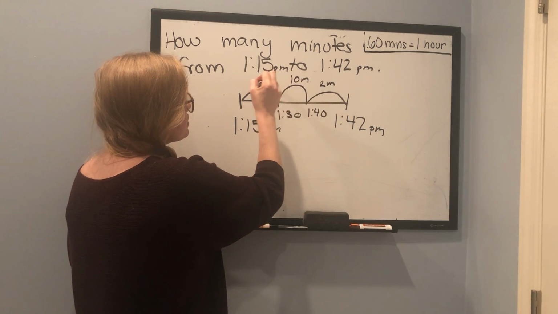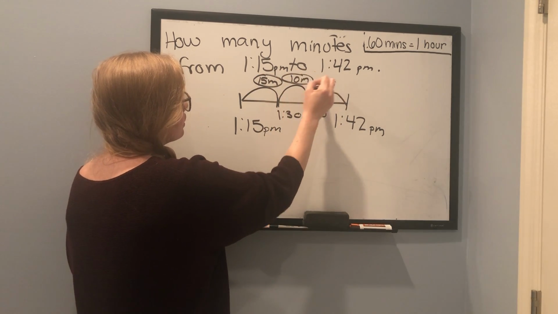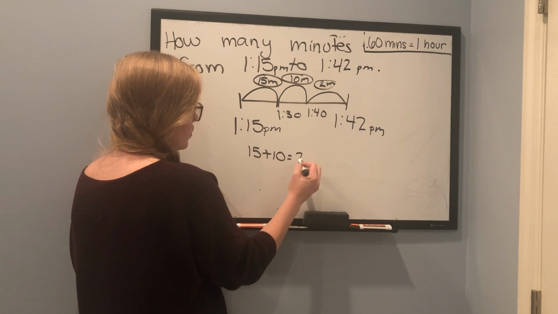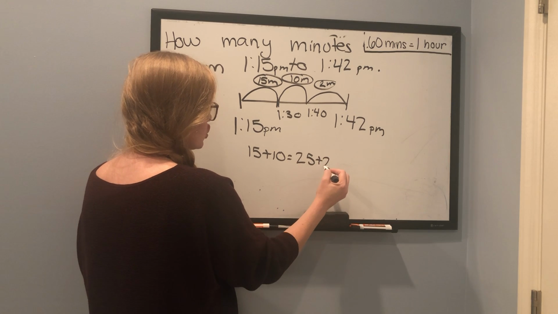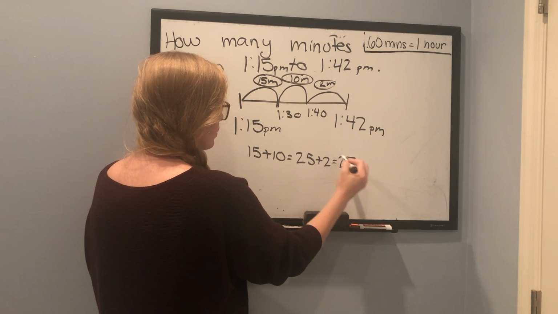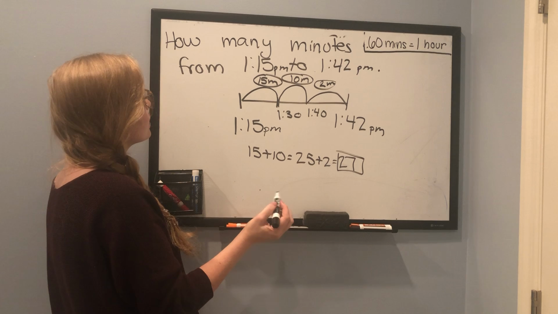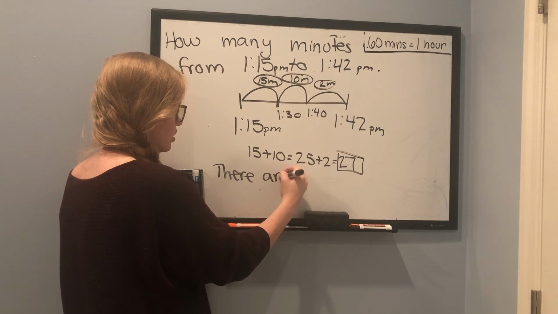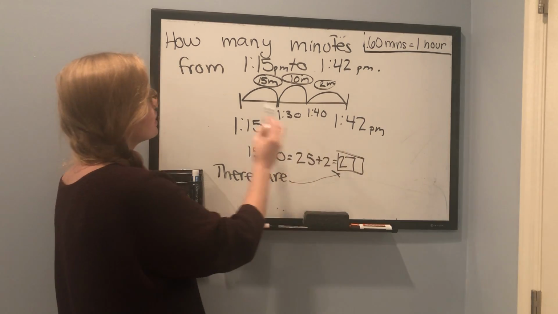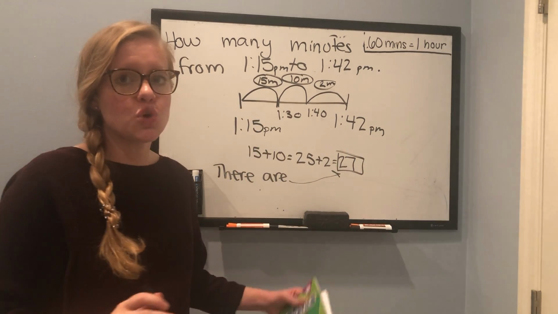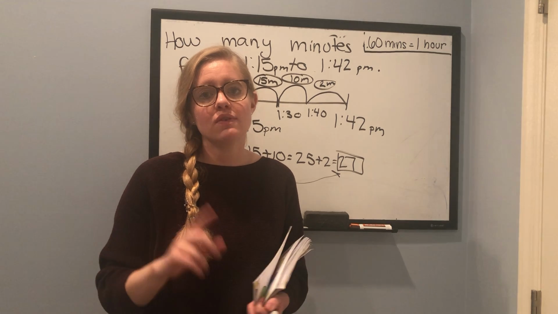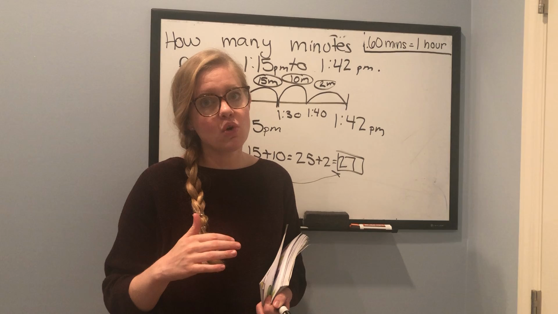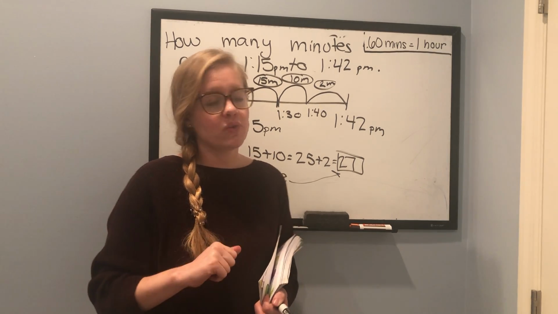Then we add up all these numbers. Okay, 15 plus 10 is of course 25 plus 2, which is 27. Our answer is there are 27 minutes from 1:15 to 1:42. Okay, I'm going to give you guys some sample questions for you to try on your own, and then we'll go over it together using the number line strategy.